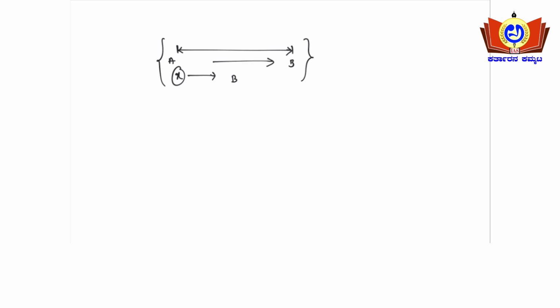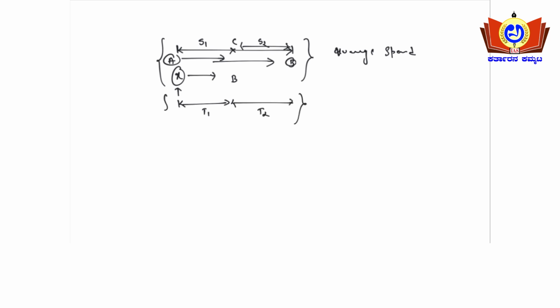Okay, so while moving, this person X can travel from position A to position B with different speeds, right? Say for example there is a point C here. From A to C he has traveled with speed S1, and from C to B he has traveled with speed S2. So they may ask you to find the average speed for the entire journey. Or else he takes some time T1 to travel from position A to C, and from position C to position B he takes time T2. Okay, what is the speed here?